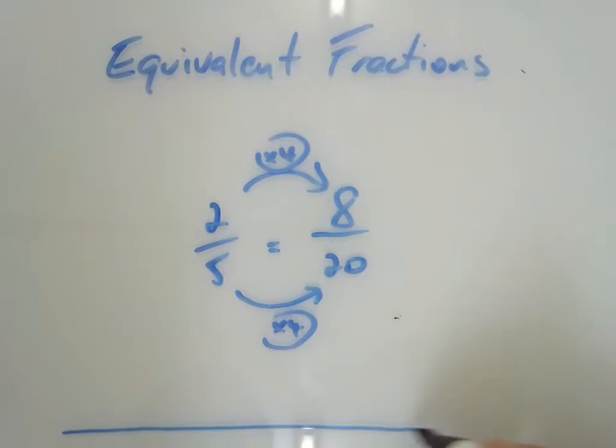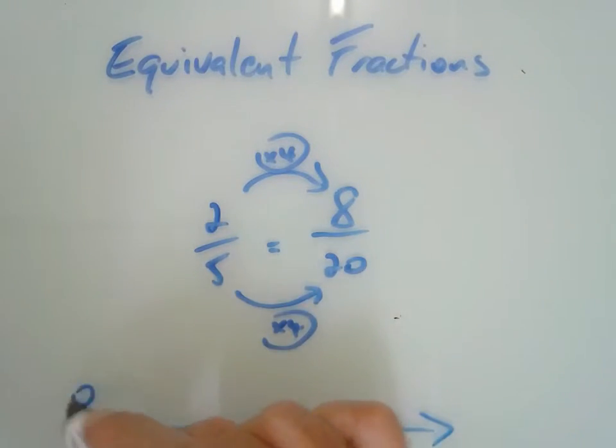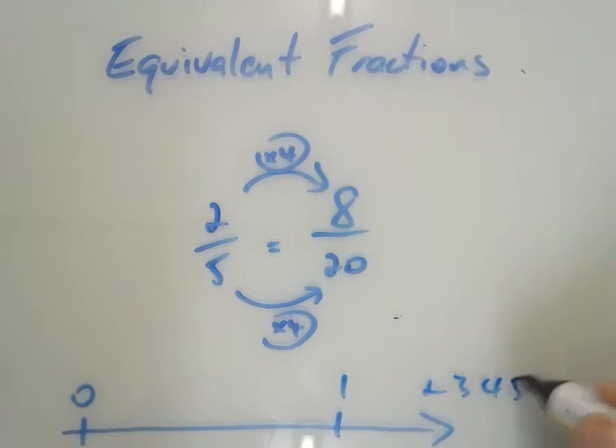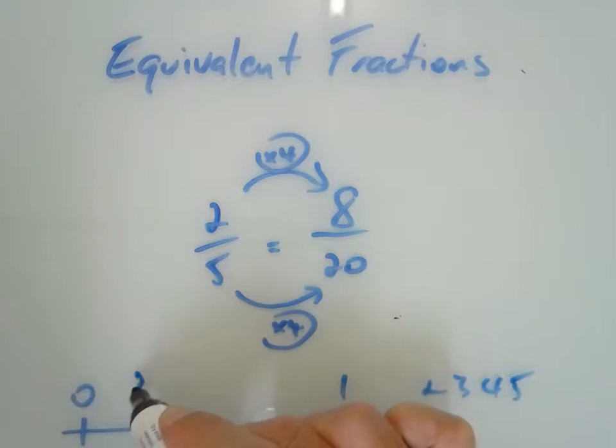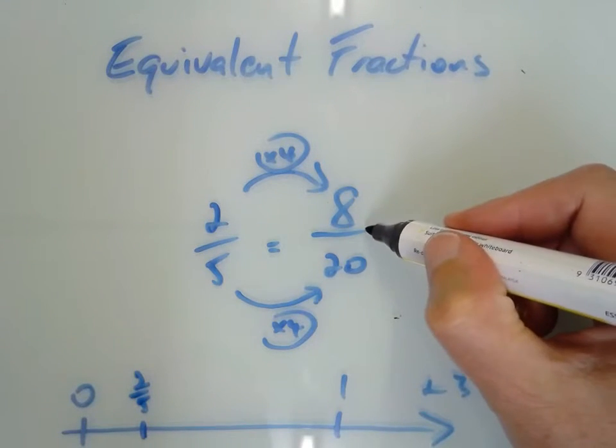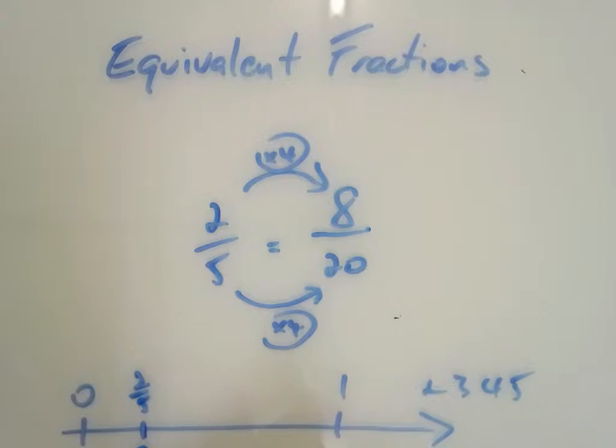If I draw a number line, and here's 0, here's 1, 2, 3, 4, 5. 2/5 is about here. So it's not even half the way to 1. It's only 2/5 the way to 1. Guess where 8/20 is? 8/20 is the same place on the number line. There's lots of them.